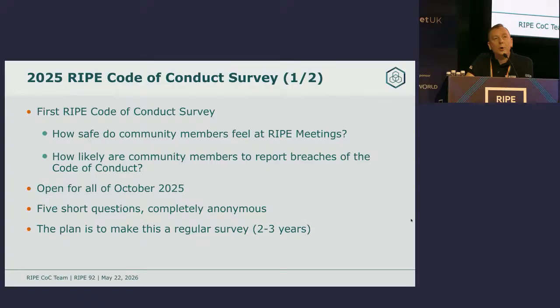But first, the purpose of the survey. We had this question, right? We don't get that many reports. And so we had this question of, are all RIPE attendees angels, or are people just not reporting to us for various reasons, like because they're scared to report, or they don't know how to report, or whatever? So these were our two main research questions: how safe do community members feel at RIPE meetings, and how likely are community members to report breaches of the Code of Conduct? And a tertiary question related to those was, have you ever seen or experienced something at a RIPE meeting that you didn't report? We were interested in that as well.